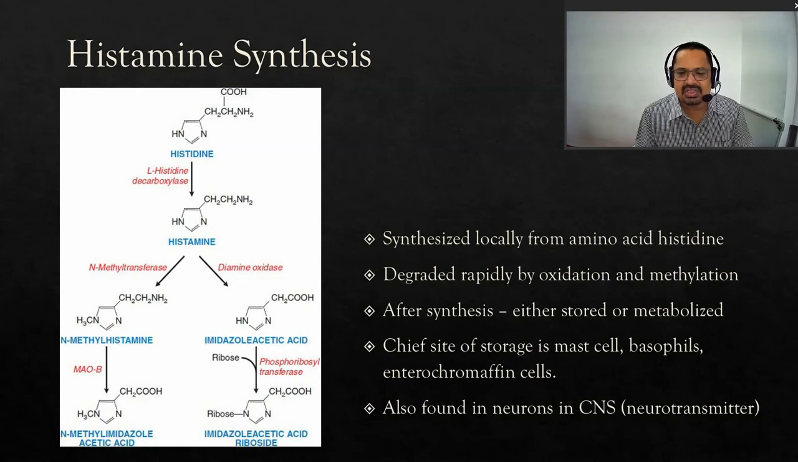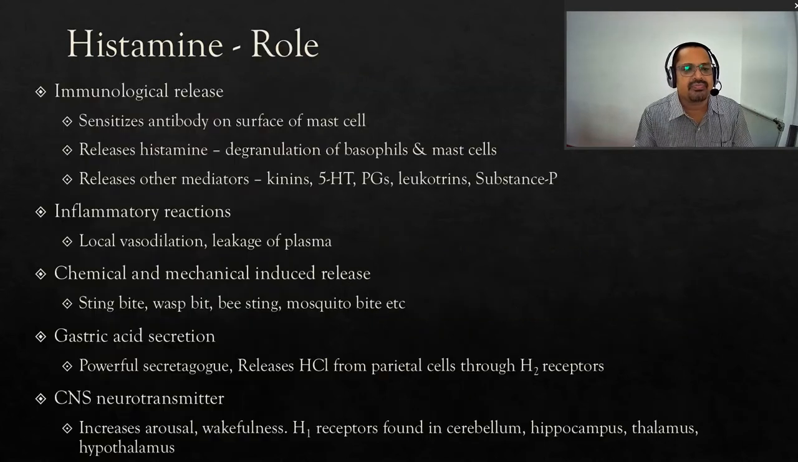Mast cell is the chief storage site. Basophils and enterochromaffin cells are the sites where it is stored, and it is also found in the neurons in the CNS. It is found inside nerves too, and there it acts as a neurotransmitter.